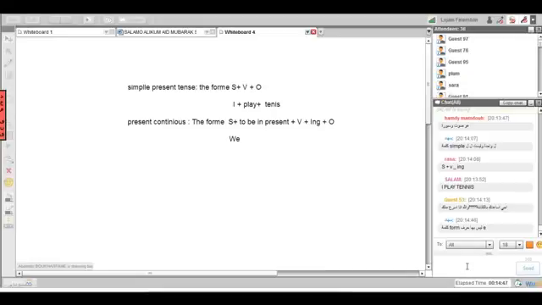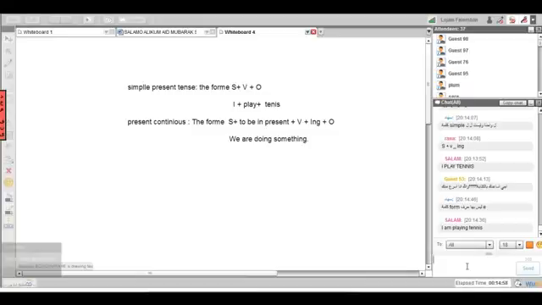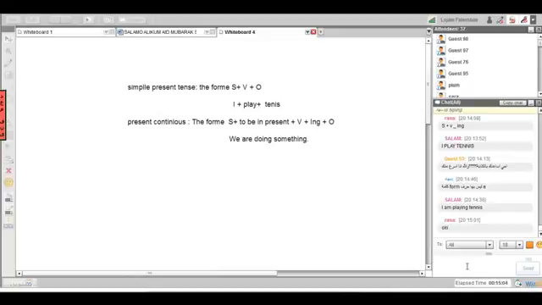قلنا the form is subject plus to be in present plus verb plus ing plus objects.